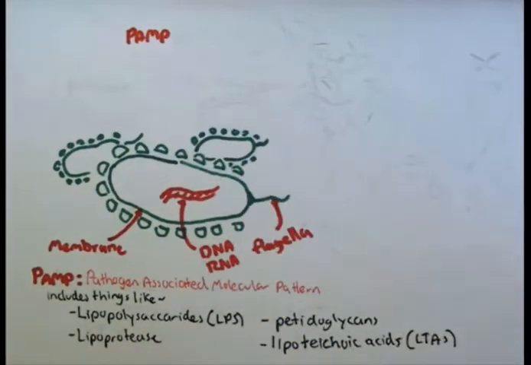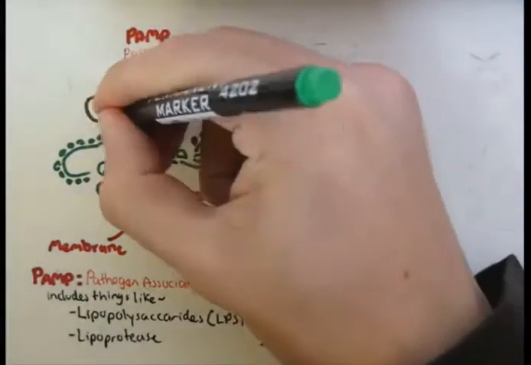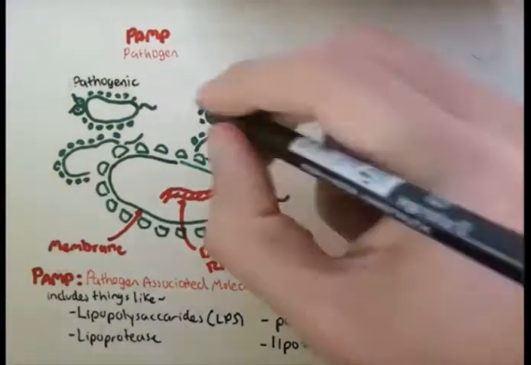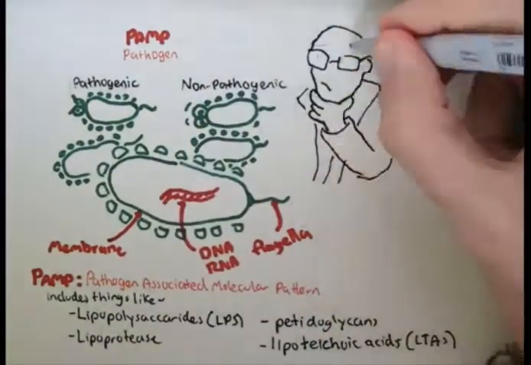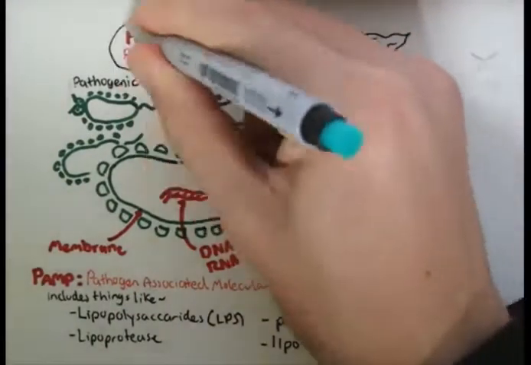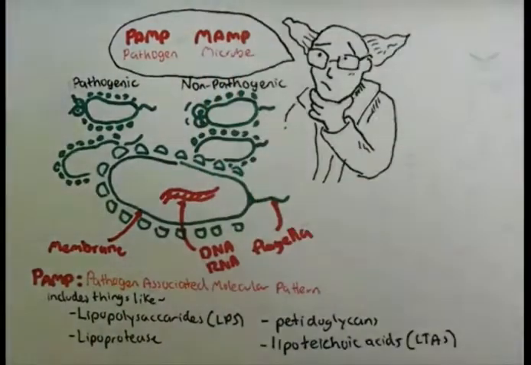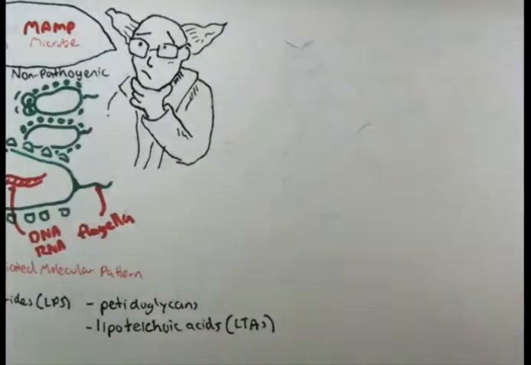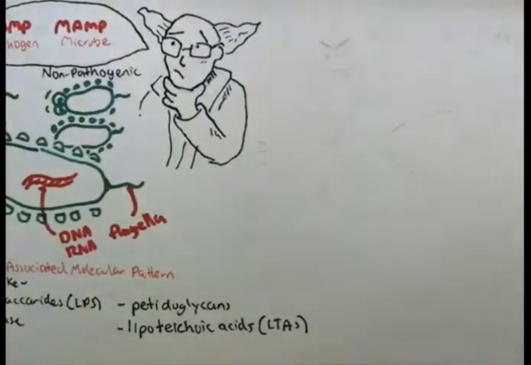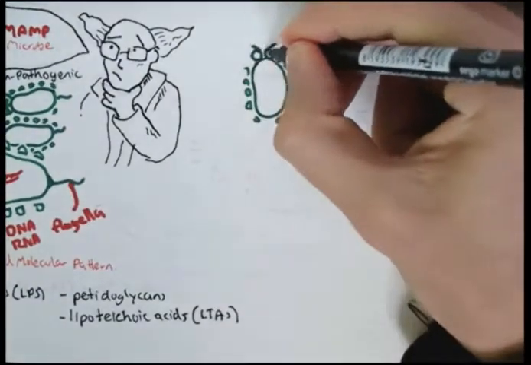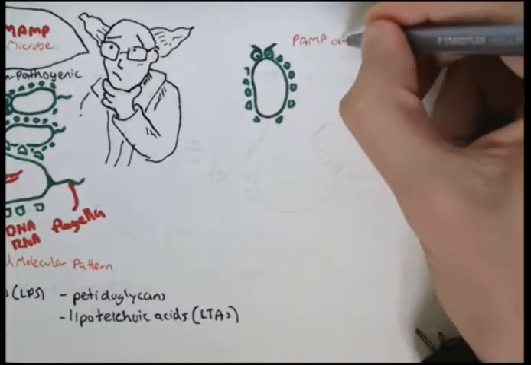But PAMPs are actually found in both pathogenic and non-pathogenic microorganisms. And so people debate about this, and the word microbes is substituted for pathogens, so that people know it's referring to bad stuff. MAMP. But for this sake, we will just use PAMP because we know what we're talking about, and it is used more often anyways.